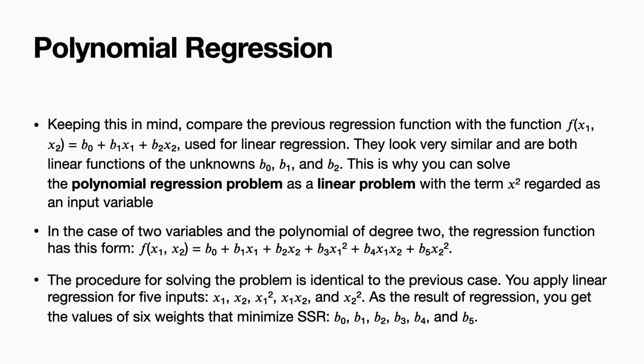They look very similar and are both linear functions of the unknowns b₀, b₁, and b₂. This is why you can solve the polynomial regression problem as a linear problem with the term x² regarded as an input variable.